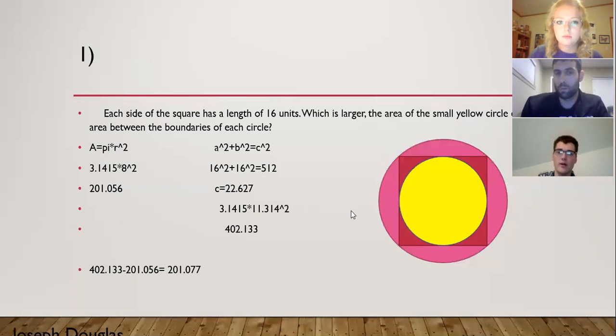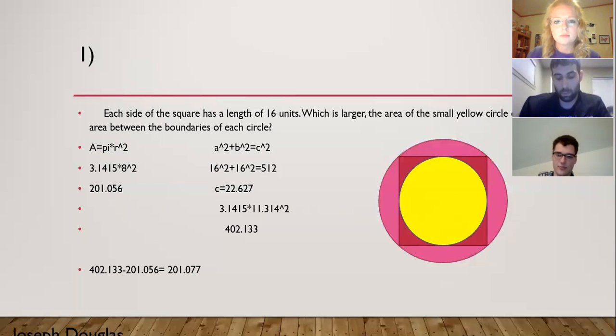It has a length of 16 units. So the length of one of these sides of the square is 16 units. That's the same as the diameter. And half of that, the radius, is 8. So we use 8 as the radius in the pi times radius squared equation to get an area of the yellow circle of about 201.056.